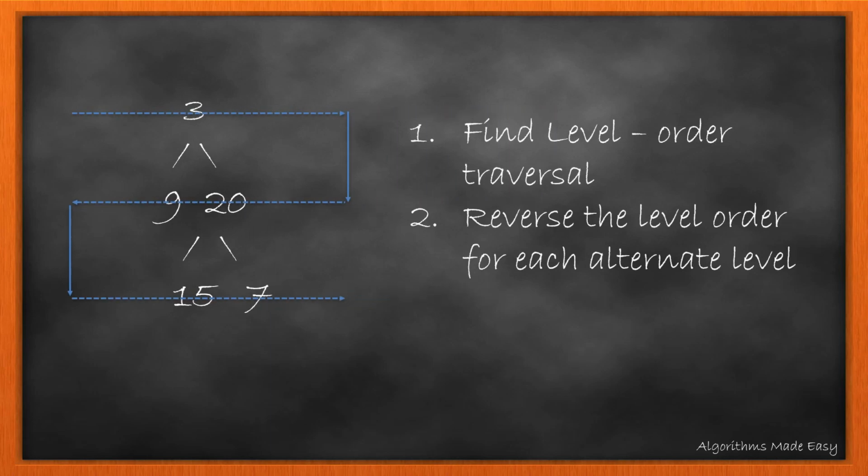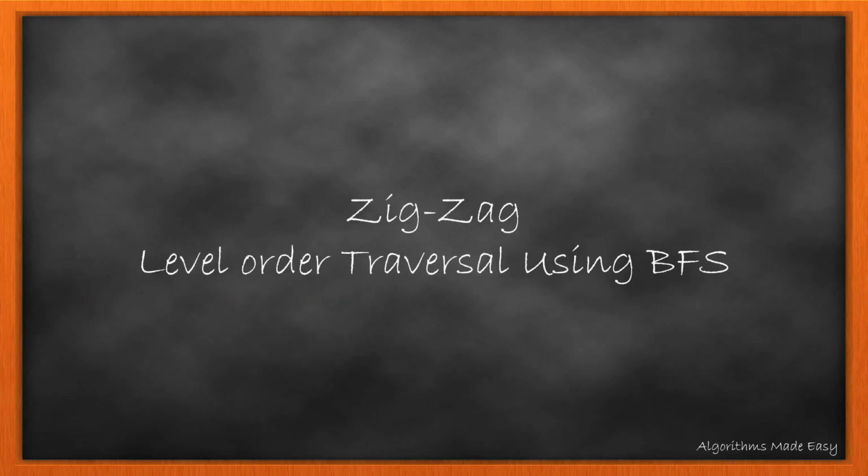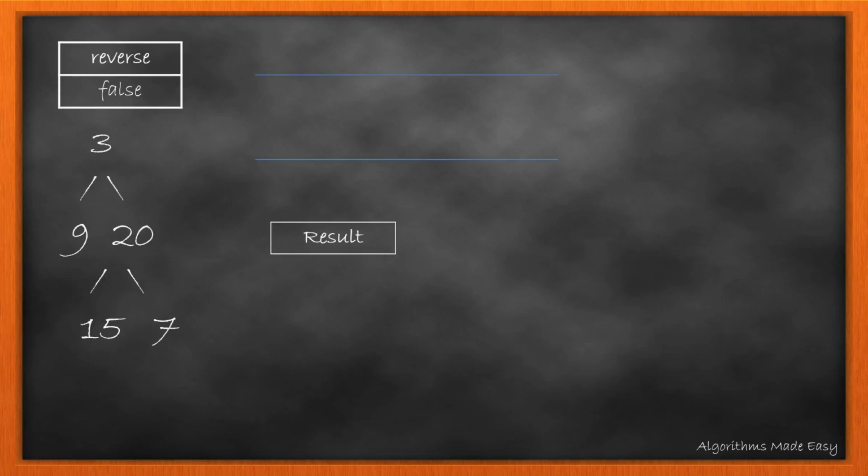So broadly there are two steps. First, finding the level order traversal, and second, reversing the level order for each alternate level or depth. We will be discussing two ways to solve the problem. The first way is using BFS. We will start with an empty queue, a result list, and a flag called reverse, which will help us know if the level order needs to be reversed or not. We will add root to the queue.